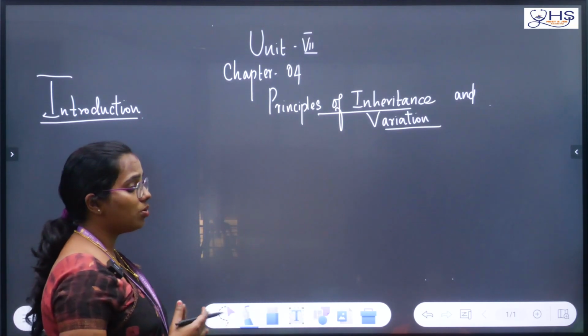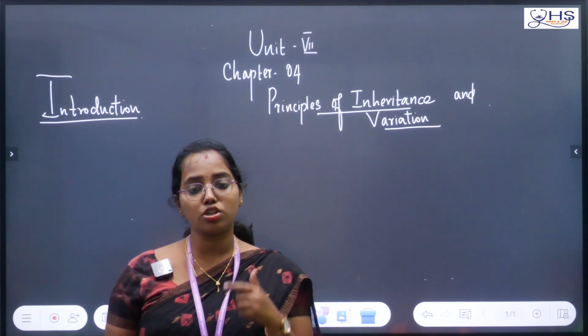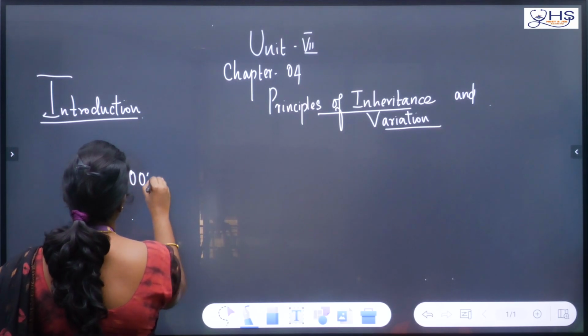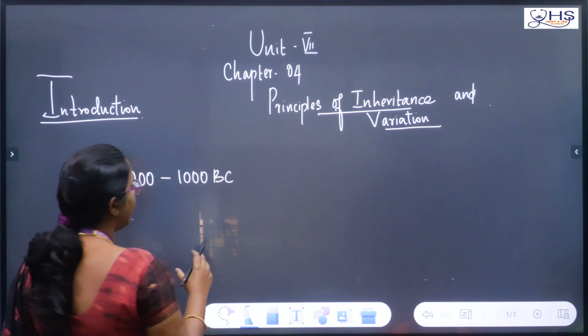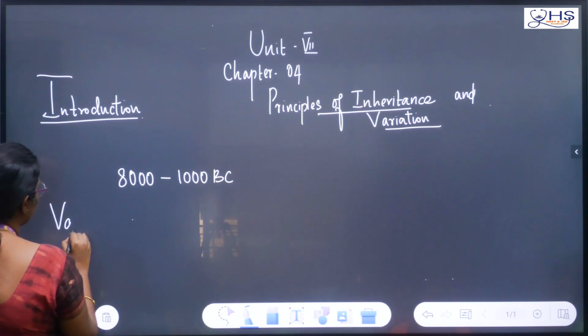So we know, whether we know about this genetics or not, humans had an idea of genetics long before, around 8000 BC. In NCERT it is given as 8000 to 1000 BC. We had an idea about variations in the population. What is variation in population?